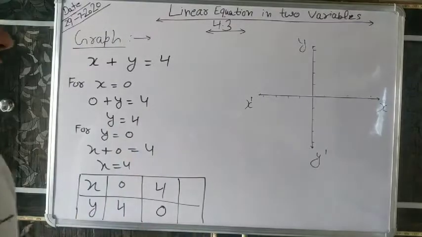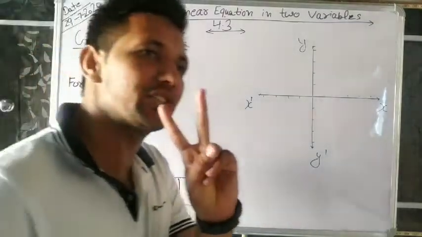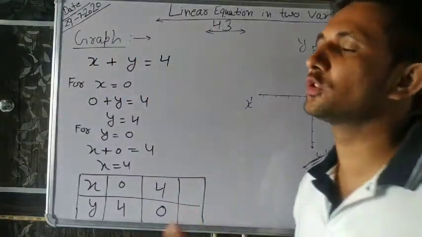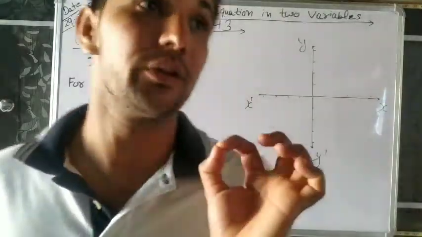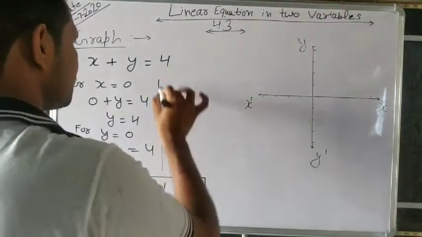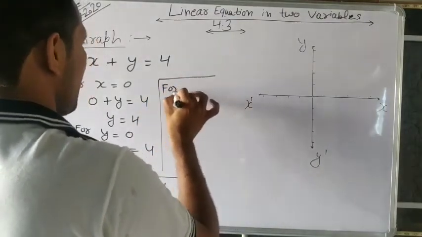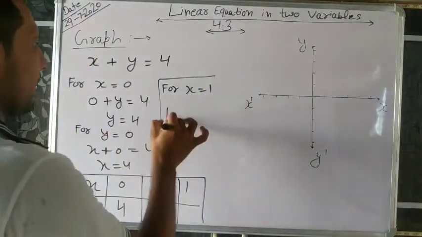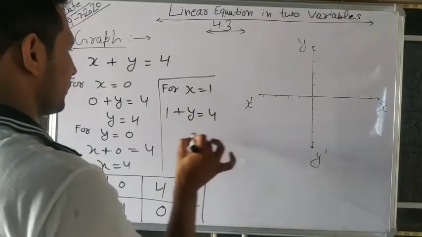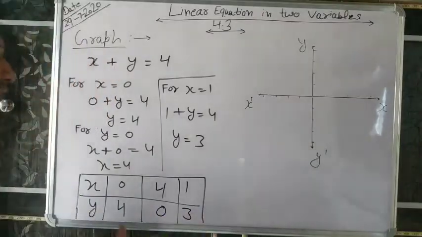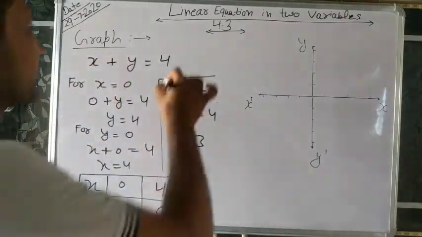Everyone knows how many solutions a linear equation in two variables has? Infinite. So therefore at least two solutions we will find. You can find more than two, like 3, 4, 5, but at least two solutions we will find. One more solution you can find if you want: suppose for x equal to 1. If x equal to 1, then 1 plus y equal to 4, so y equal to 3. So these are the three solutions of the linear equation.